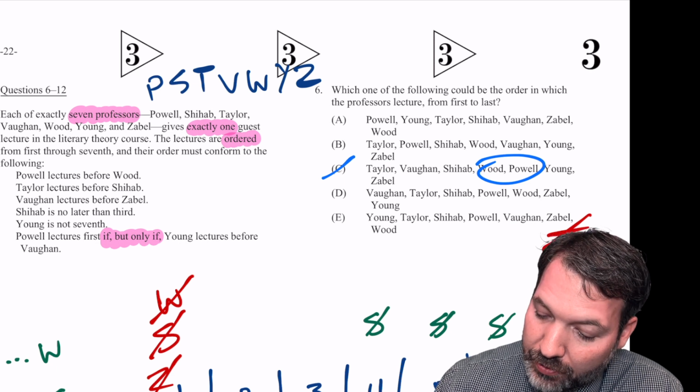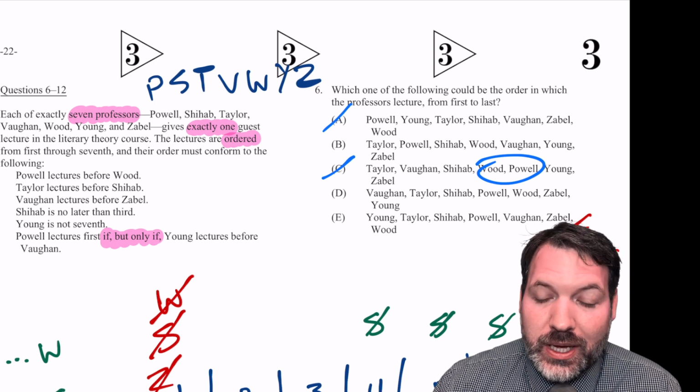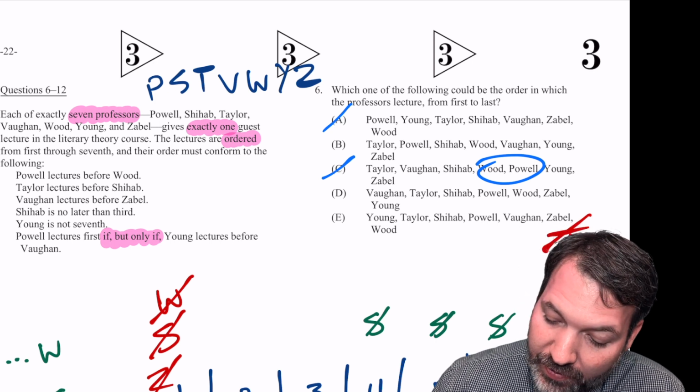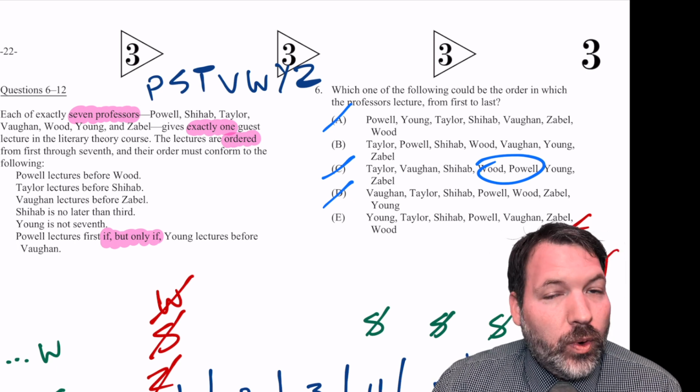Shihab is no later than third. All right, well, A is no good because Shihab is fourth, but then B, D, or E all look fine. Young is not seventh. We can go ahead and cross off answer choice D. And notice we've got two choices left and one remaining clue.